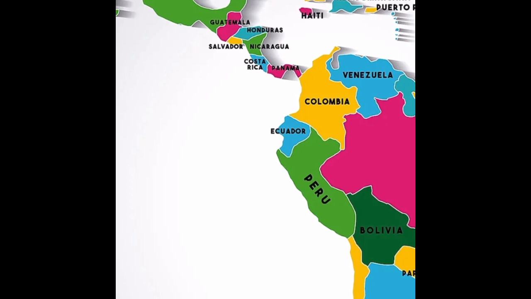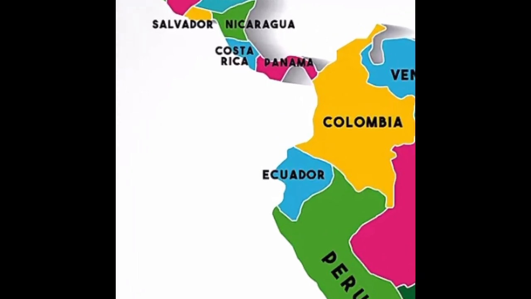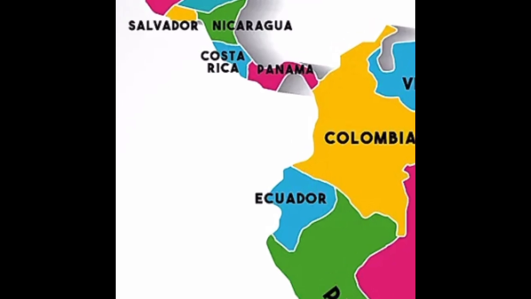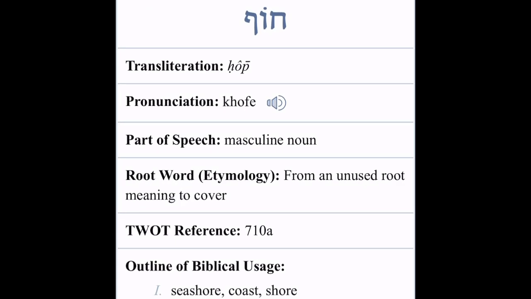Costa Ricans. Look, Costa means coast, and Rica means rich. But what does it say they were going to be? In the haven, which means what? Seashore, coast, shore. Yes, because the Costa Ricans are Zebulunites.